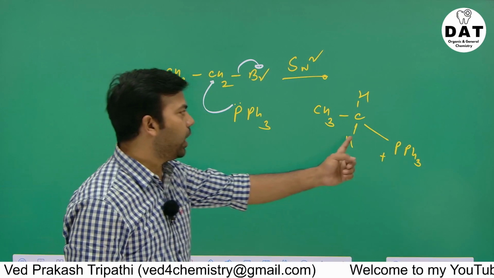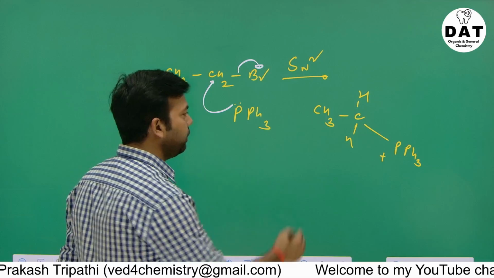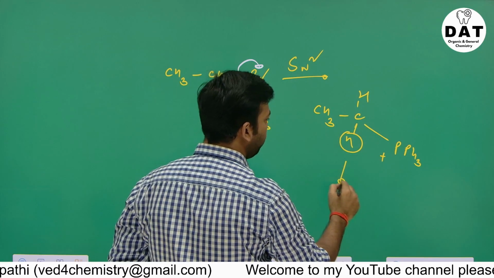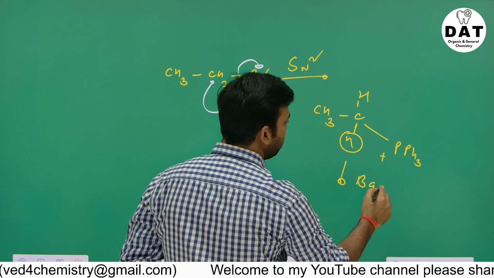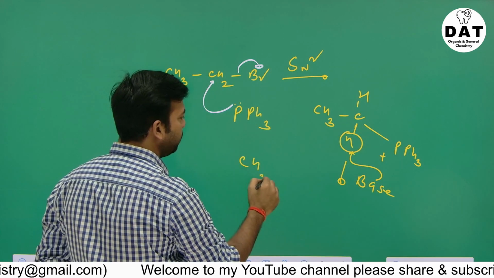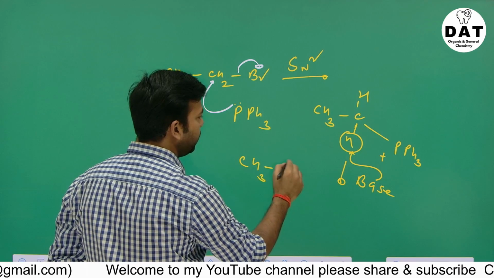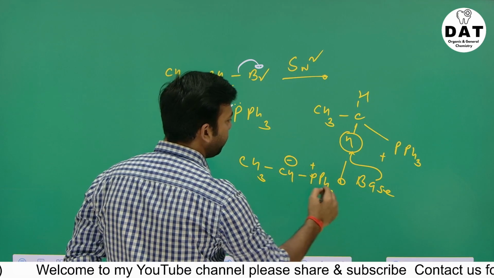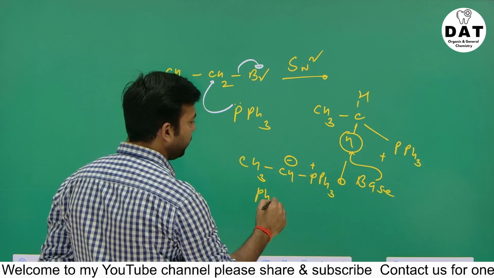Okay, now this carbon has a hydrogen which is very acidic. This one, either top or bottom, it doesn't matter, and we are using a base. So the base is going to grab this proton, so there is a negative over here. So CH3, CH negative, and P plus PH3. So this is called phosphorus halide.